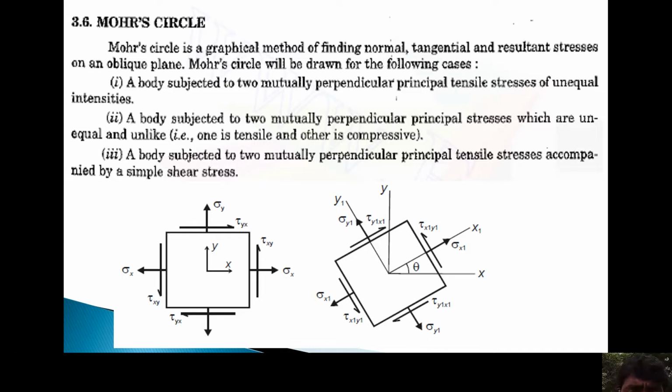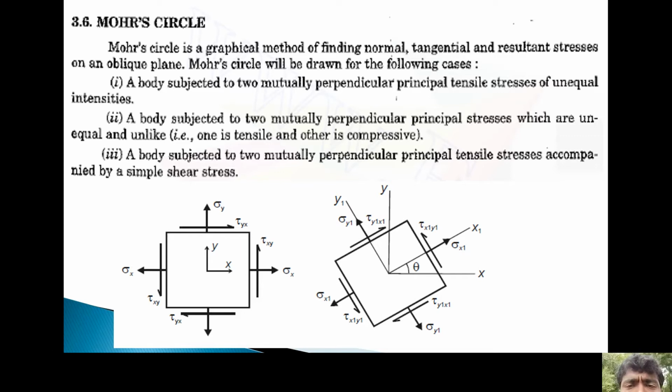Next, the shear stresses acting on the planes. Tau yx is on the upper surface of the cube, acting in the clockwise direction. Then tau xy is the upward-acting shear stress, in the anti-clockwise direction. So clockwise and anti-clockwise shear stresses are acting on the body.